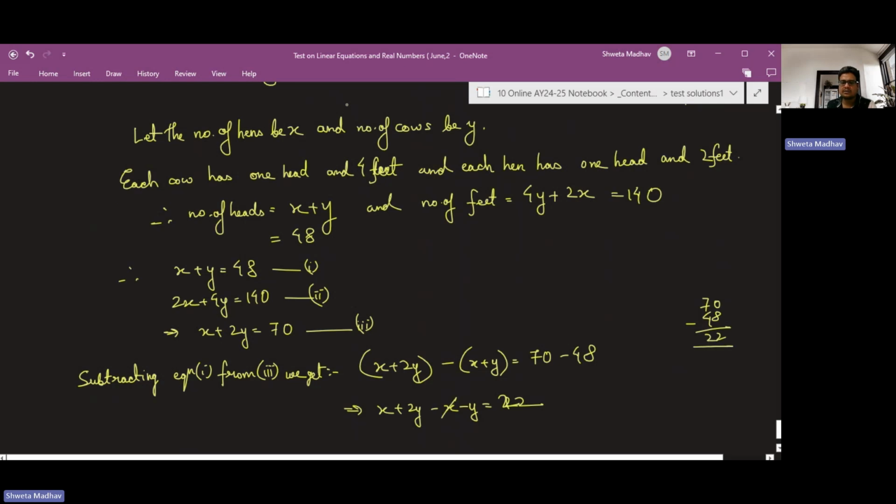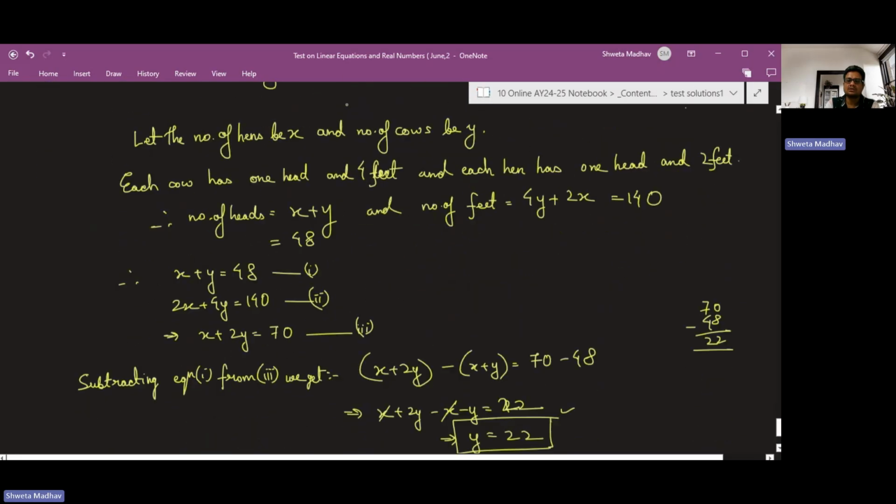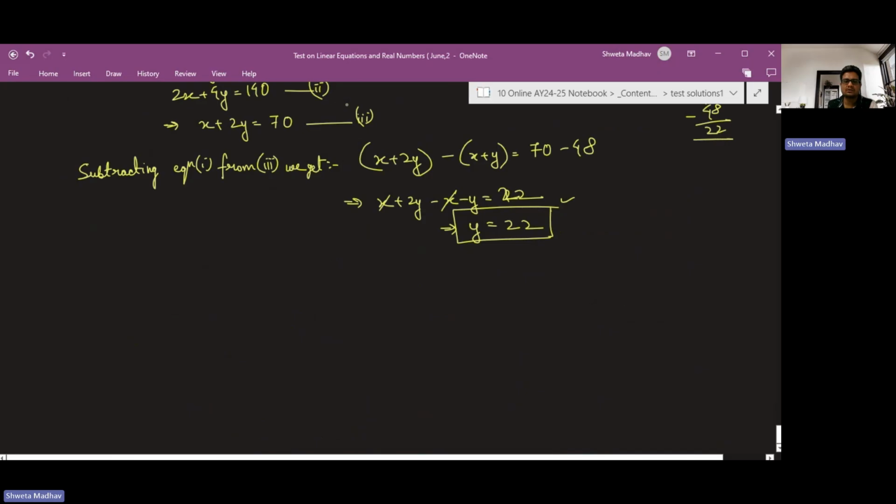That means x and minus x get cancelled. So 2y minus y, that is y, will be equal to 22. Since y is the number of cows, and the number of cows is what is asked, the number of cows is 22. So 22 is the answer.